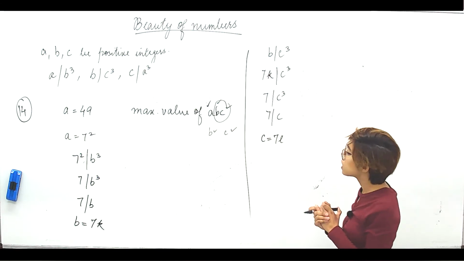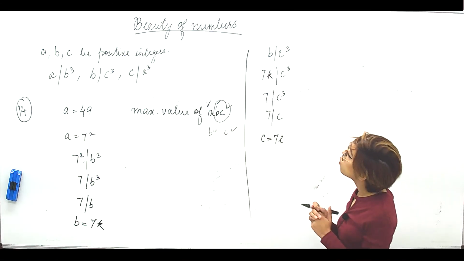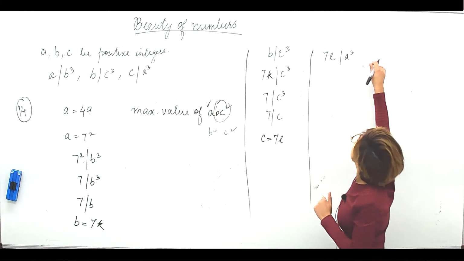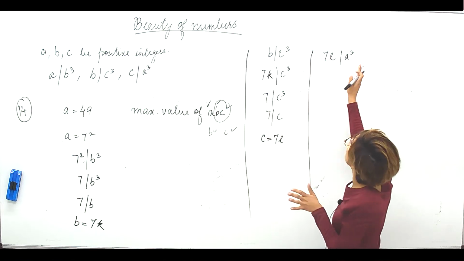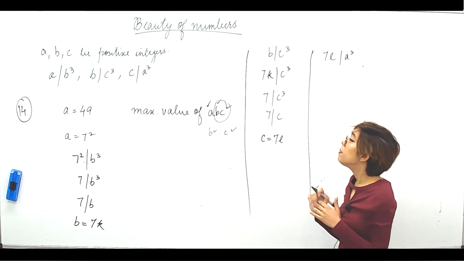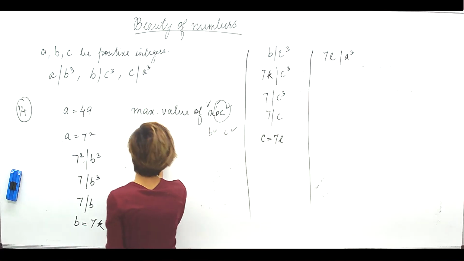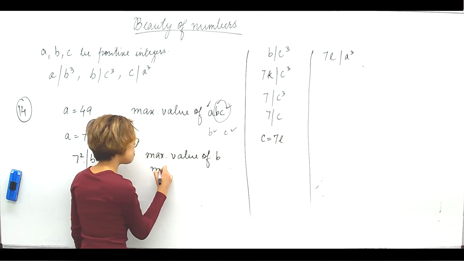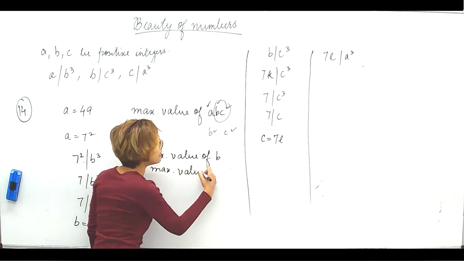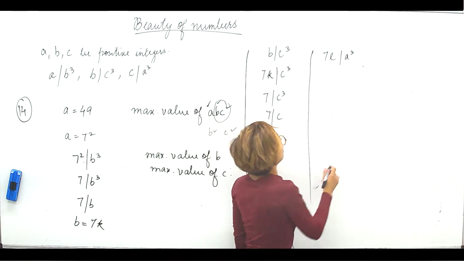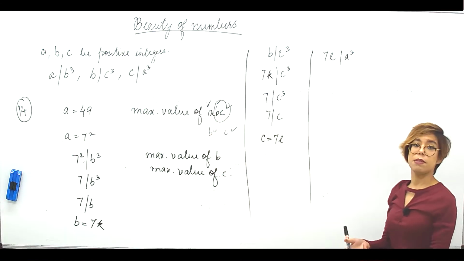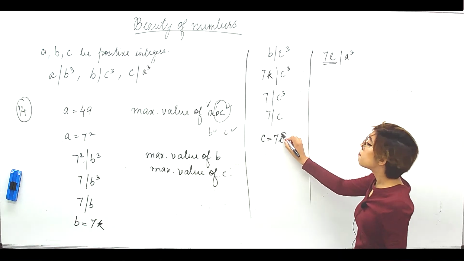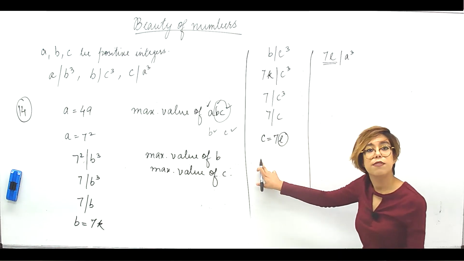Great. Got it. And then C divides A cube, that means 7L divides A cube, which will obviously be the case, because A we know is 7 square. But what did I need? Maximum value of B and maximum value of C. I need this. Now let's try to find the maximum value of C first. Now C is this. If I can find the maximum value of L, I will know the maximum value of C.